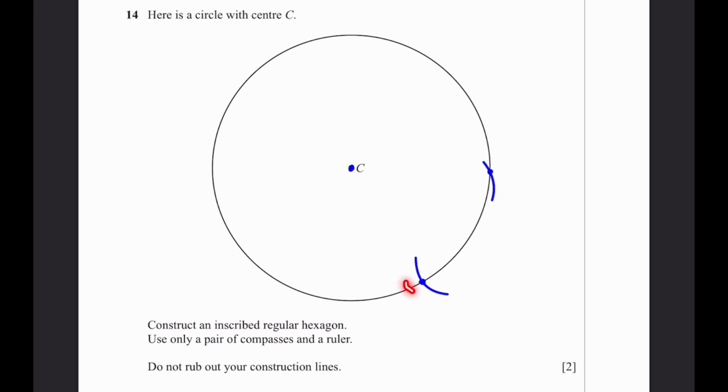Now move the compass end here without changing the setting. Make another arc. Now put the point there. Move the compass right here. Make another arc. Now let's do these steps again. And now one more time.